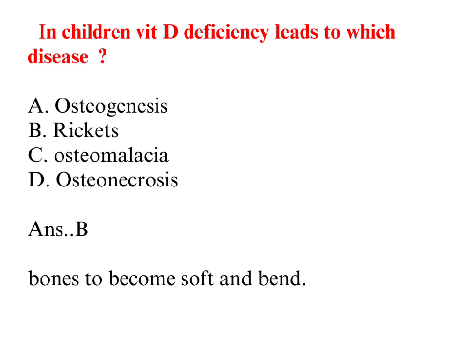Coming to C, osteomalacia. Same vitamin D deficiency present in adults is called osteomalacia. D, osteonecrosis. Osteonecrosis means death of the bone tissue because of lack of blood supply. So D answer also is wrong. So the right answer is B. The bones become soft and bend. Okay, so rickets occurs because of vitamin D deficiency in children.